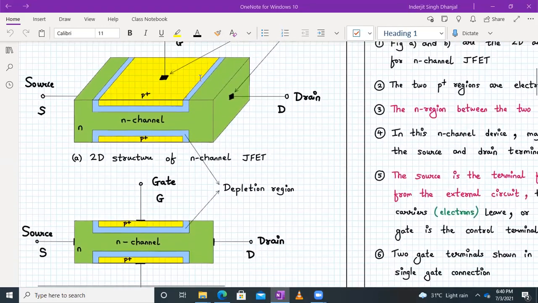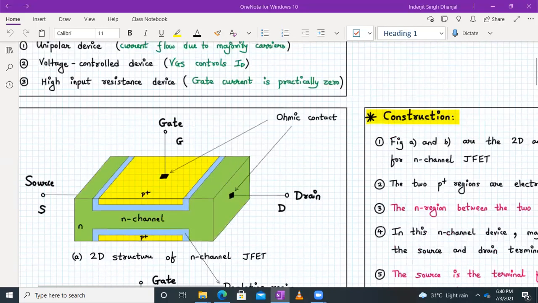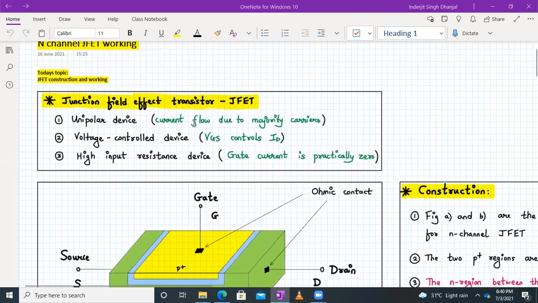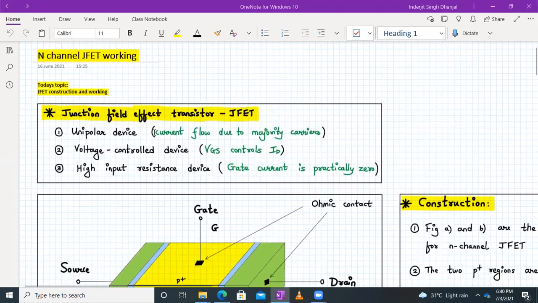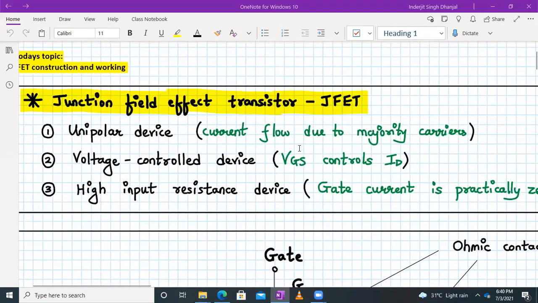Similarly, for a P-channel JFET, both the gate regions will be of N plus, and the channel will be of P type. Okay, so I think that is all for this session. We have seen the construction and the working of the N-channel JFET, and now we can say that it's a voltage controlled device, because it was the gate to source voltage which was controlling the drain current from the source to the drain terminal.